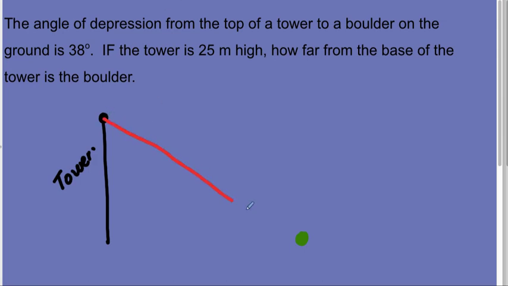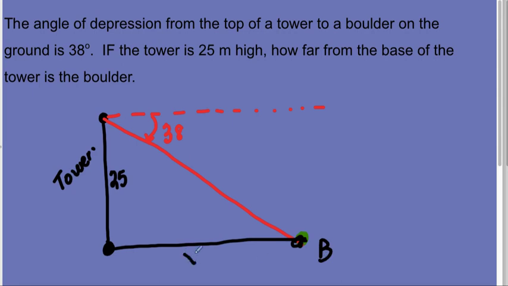That's the line, but that's not the angle of depression. Angle of depression goes from a horizontal down. So the angle of depression is 38 degrees. It says that if the tower is 25 meters high, how far from the base of the tower is the boulder? So I'm looking for the distance from the base of the tower to the boulder. So I'm looking for X. All right, so I have a right triangle because the tower and the ground create a right angle, but I need an angle in here.